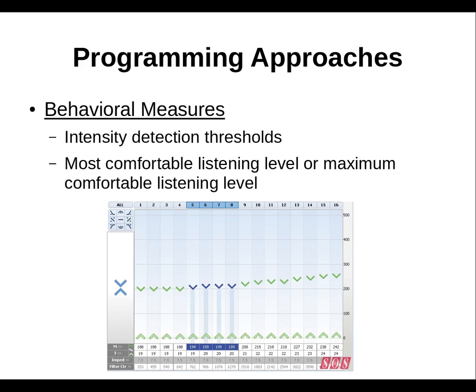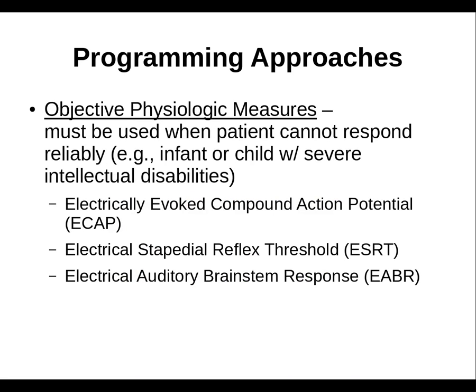And when defining these most comfortable or maximum comfortable listening levels, especially with children, loudness scaling using visual imagery may be particularly helpful. But what about those cases where children are, say, less than 6 months, or maybe they're also developmentally delayed? How do we determine detection threshold and that MCL, or maximum comfortable listening level, when we are working with those populations? And we can do that.